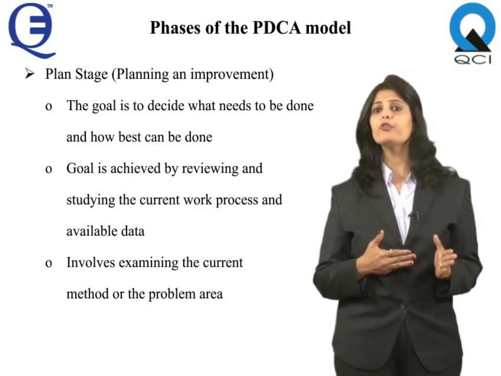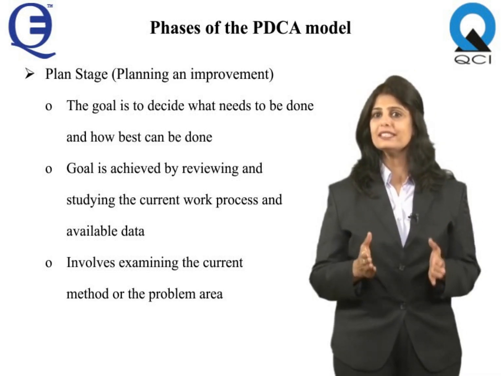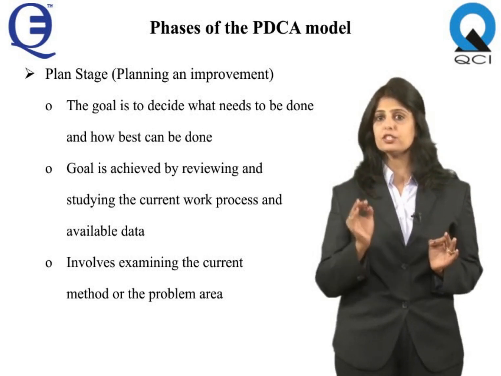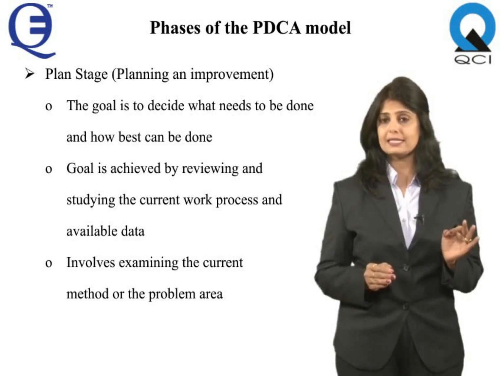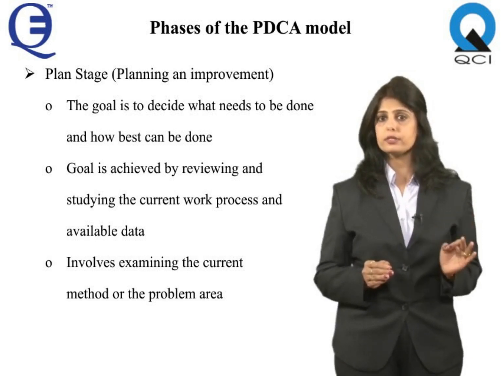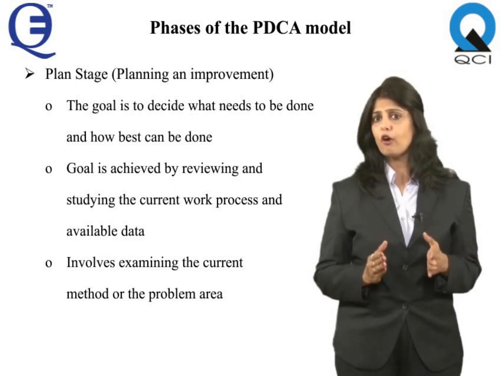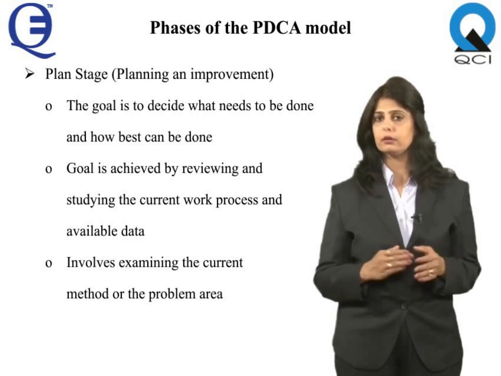Plan and improvement. The goal at this stage is to decide what needs to be done and how it can be done in the best possible manner. Achieve this goal by reviewing and studying the current work process and available data. This stage really involves examining the current method or the problem area.